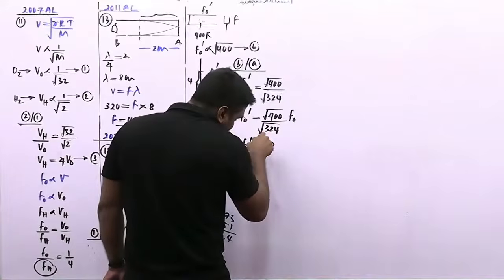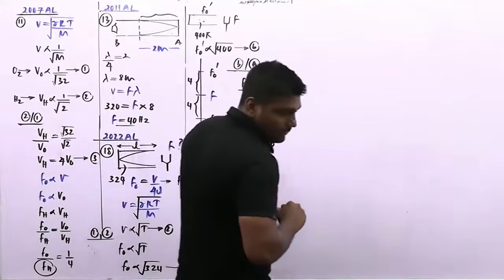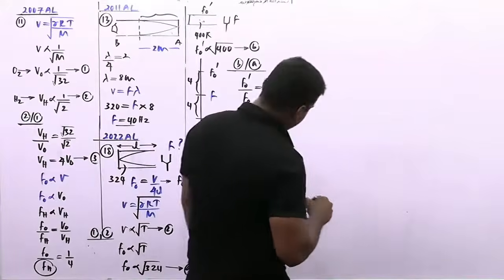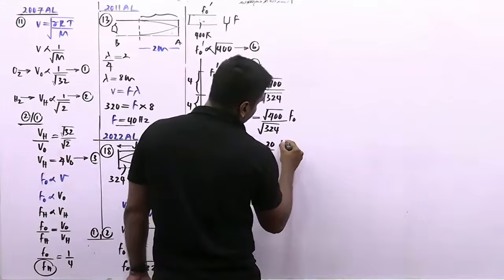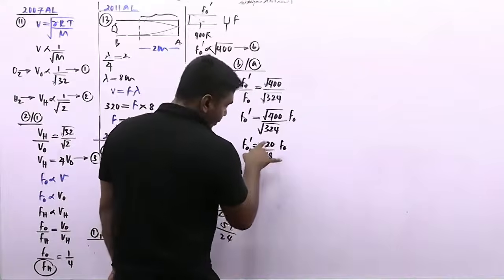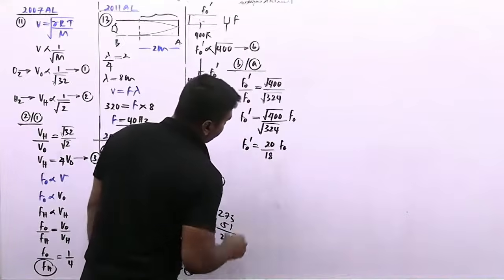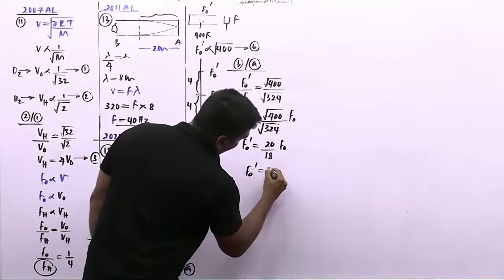They asked to consider root 324 as what? 18. So 20 over 18 is how much? 10 over 9. F naught dash means 10 over 9 f naught.